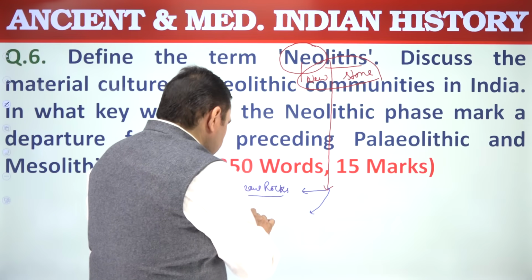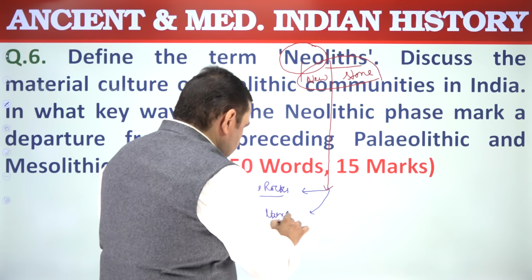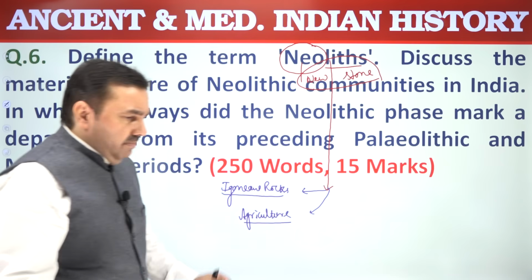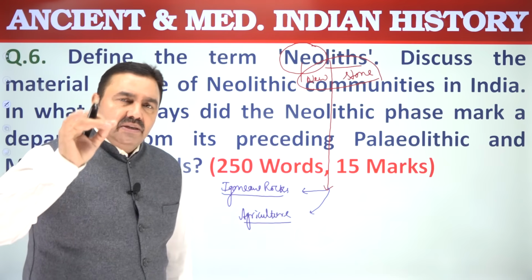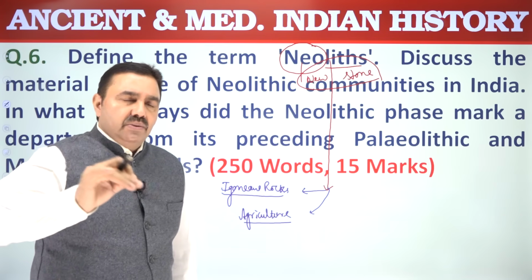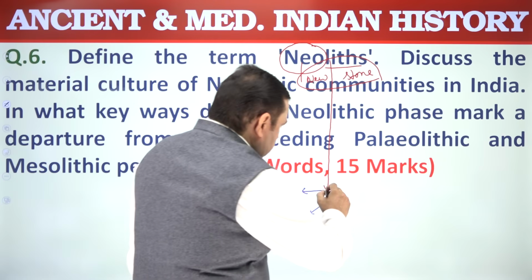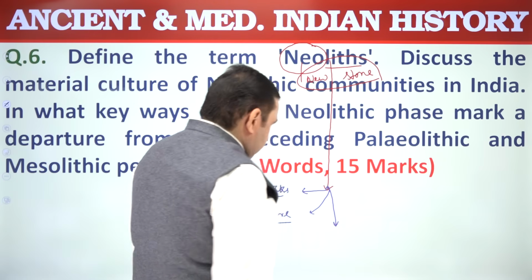The Neolithic people started producing food grains, so they were the first to cultivate food grains, so they started practicing agriculture. The beginning of agriculture is considered to be one of the key features of the Neolithic period. Whenever agriculture started at one place or at some place, we say the Neolithic age arrived. They were the first producers of their own food. That was a revolutionary development.